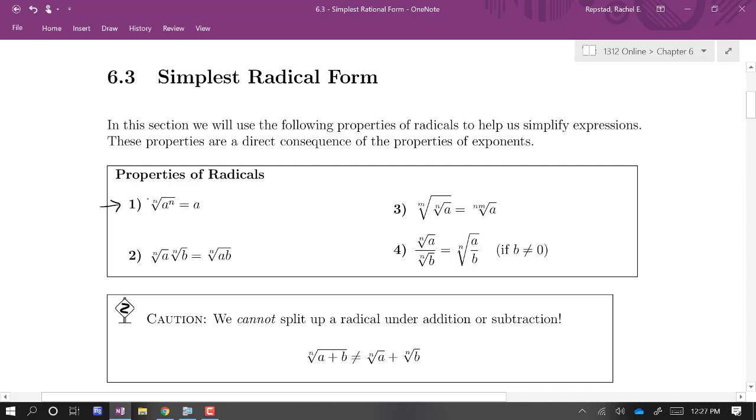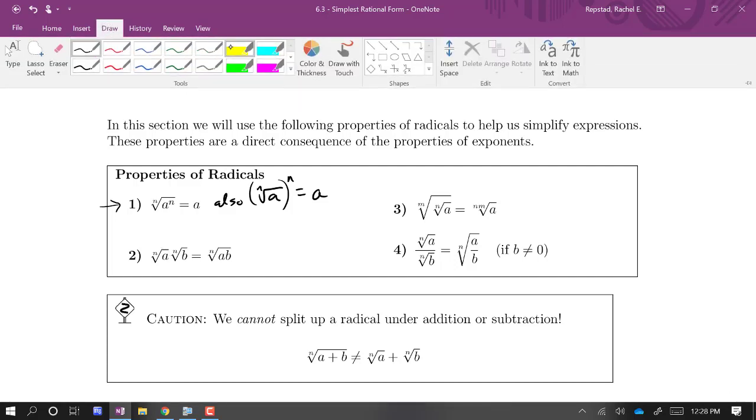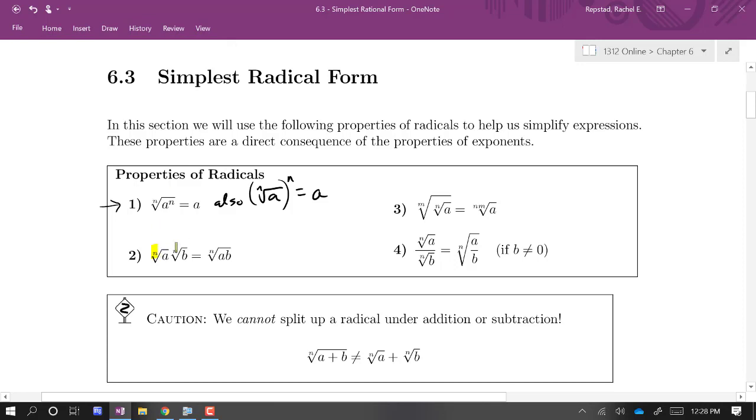The nth root of a to the n is equal to a, and likewise, the nth root of a raised to the nth power is equal to a. We can either split up or combine a radical over multiplication, as long as it's the same index of the radical.